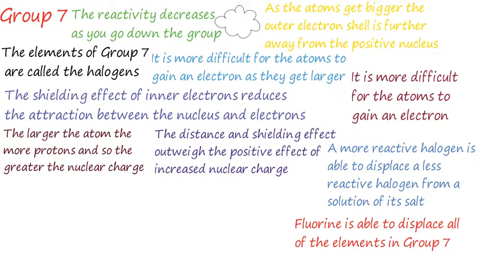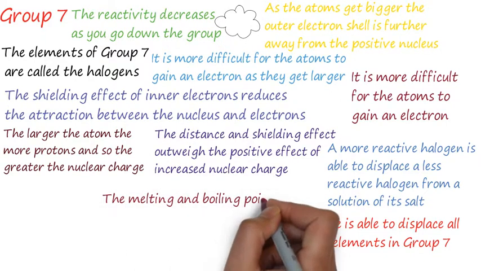An example of a displacement reaction is adding chlorine to sodium bromide. In this reaction the chlorine is more reactive and so will displace the bromine from the sodium bromide solution. If you were to add a solution of sodium chloride to the iodine, no reaction would occur.